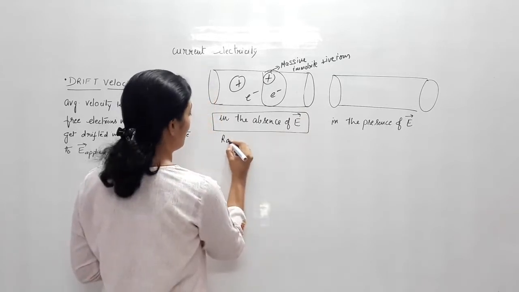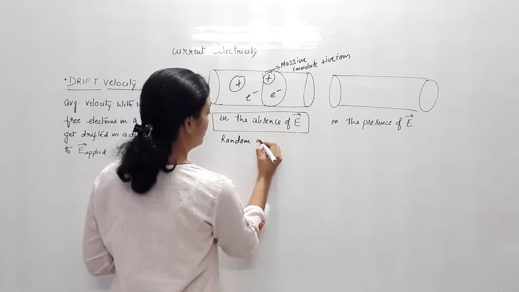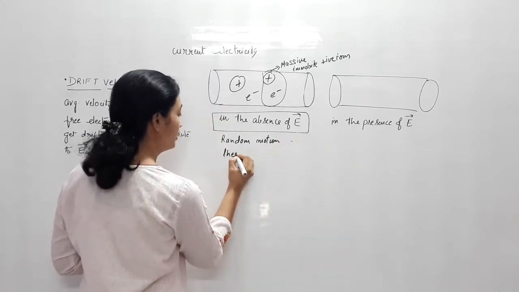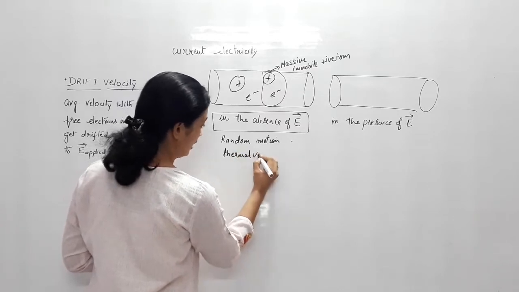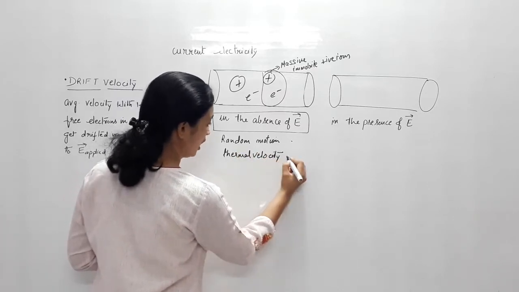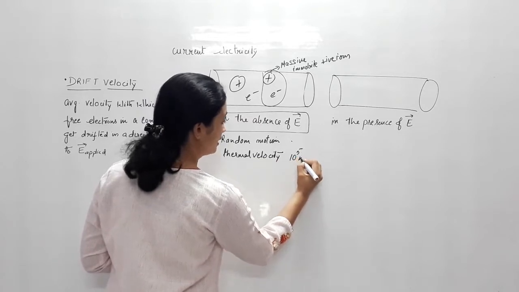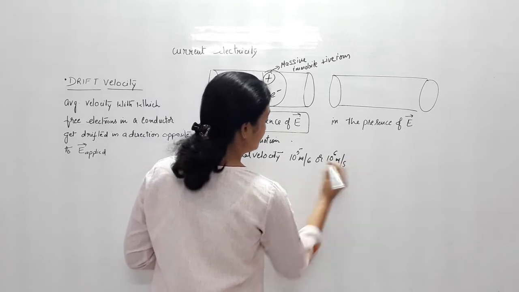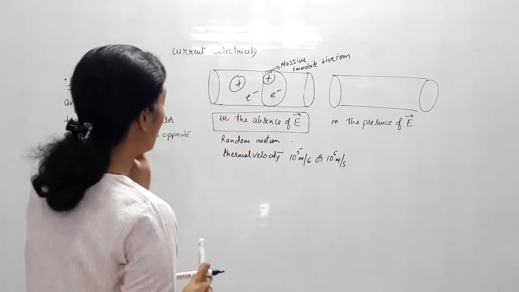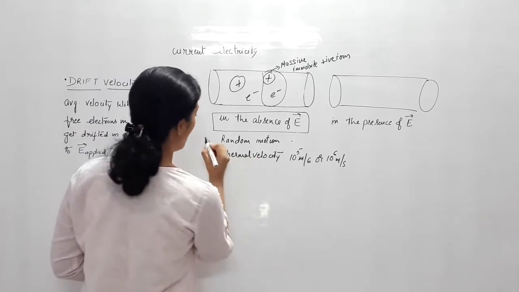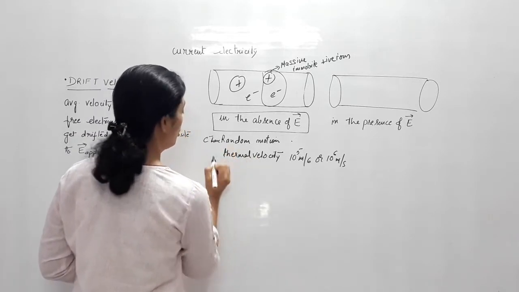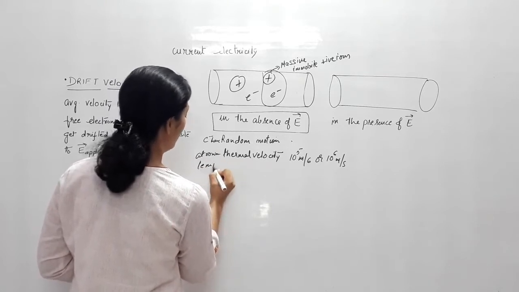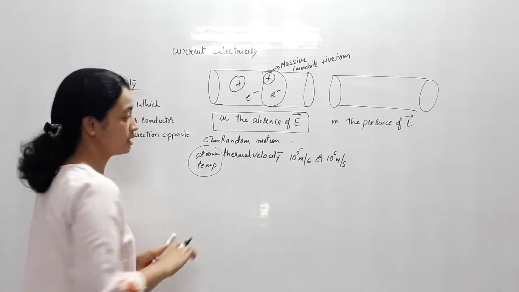I want to give this term: random motion. The electrons have random motion. The velocity with which they move is called thermal velocity, at room temperature, and the thermal velocity is approximately 10 to the power 5 meters per second or 10 to the power 6 meters per second. So this is a very high value of velocity which the electrons have in random motion at room temperature.